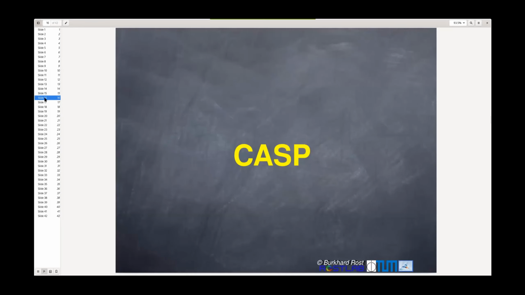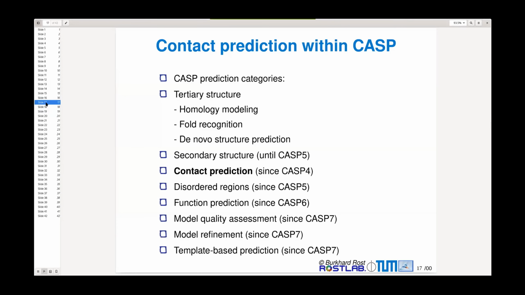Okay, so let's get into a slightly more biological topic now. Let's talk about CASP. CASP is the critical assessment of structure prediction. This is a biannual competition and associated conference, so it happens every 2 years. Last year in 2020, we had CASP 14, so you can do the math. It has been around for quite a while. CASP has been there for decades.